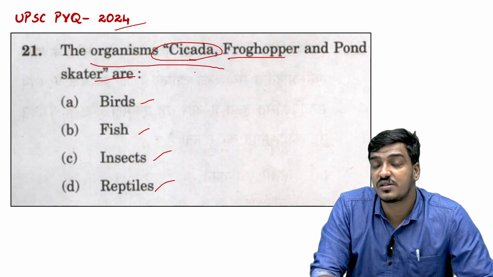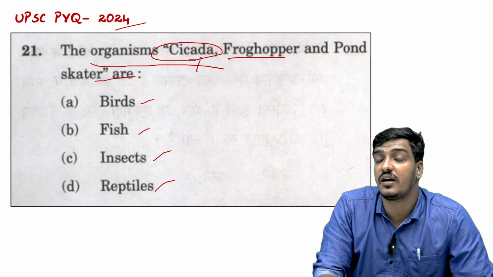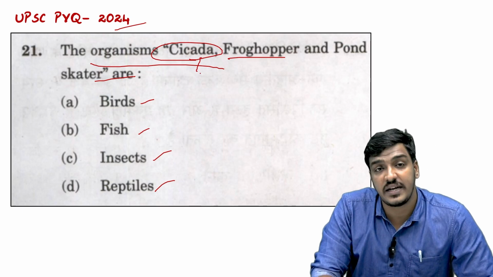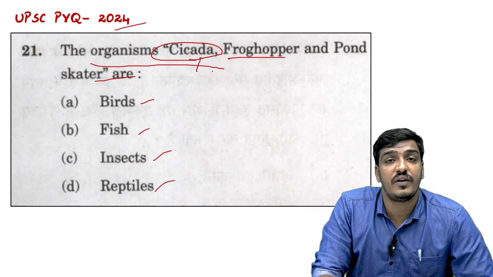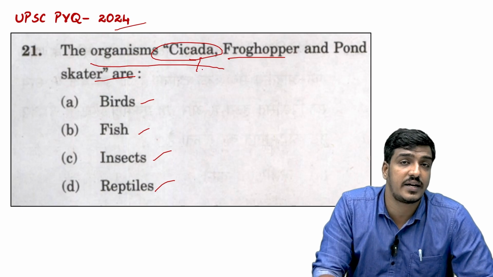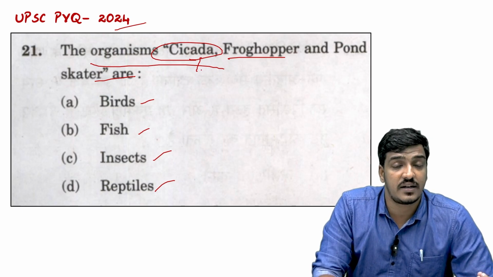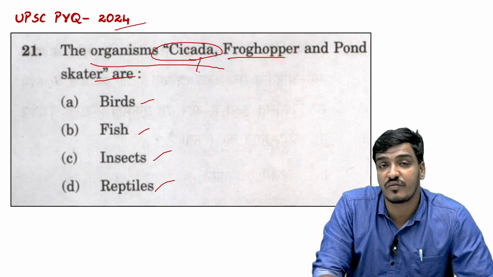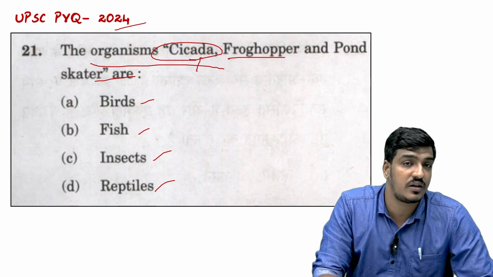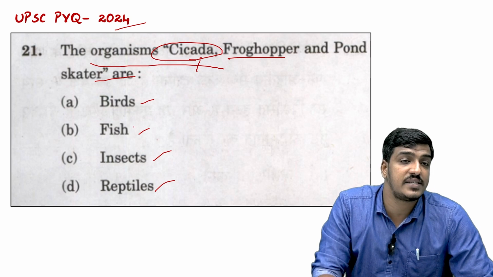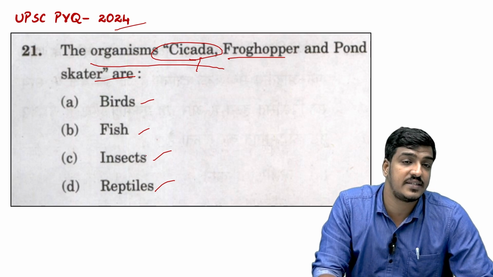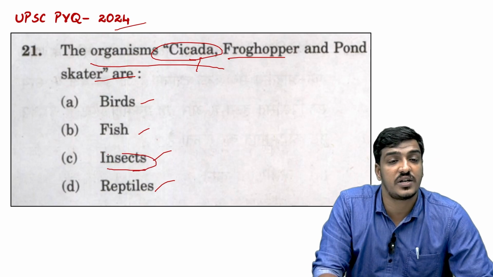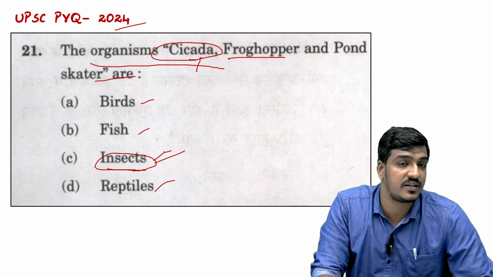And in the morning discussion I mentioned that this cicada is a previous year question, an insect which was identified in the survey recently conducted in the bat sanctuary of Kerala, that is Thattekad bat sanctuary of Kerala. So we can easily arrive at the answer by knowing the fact that cicada is an insect. So option C is the correct answer, that is insects.